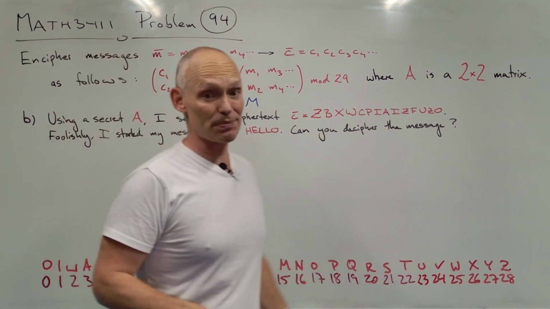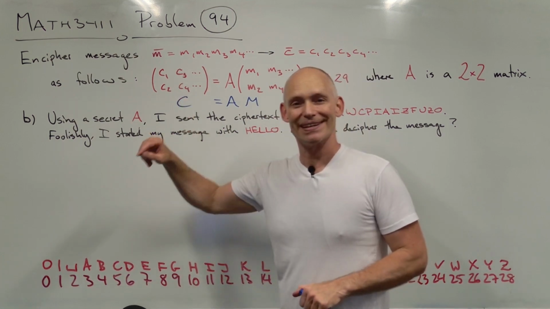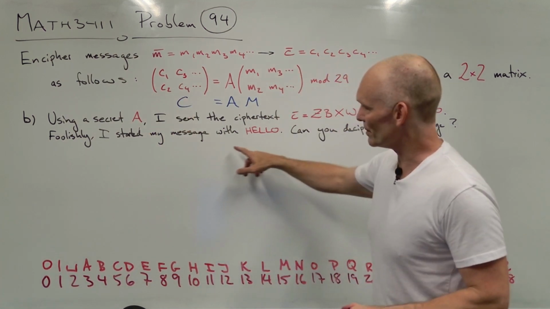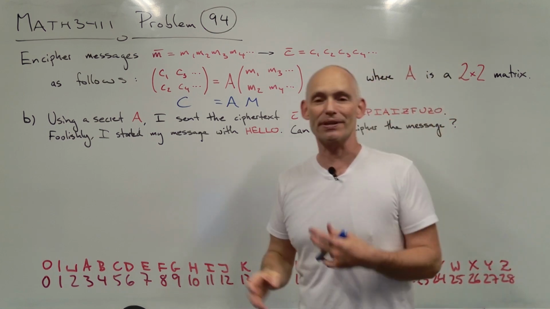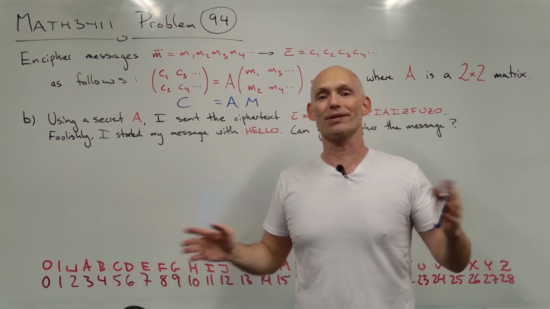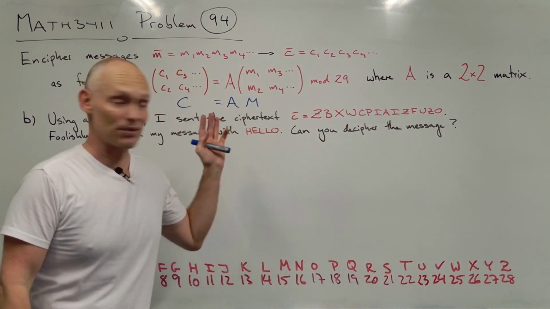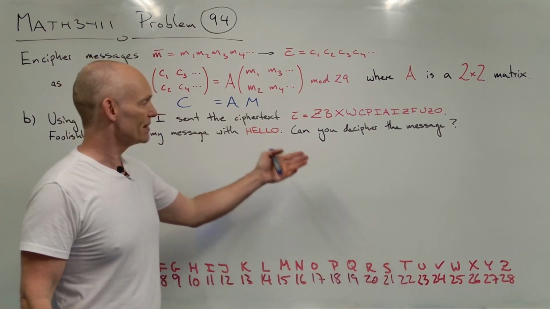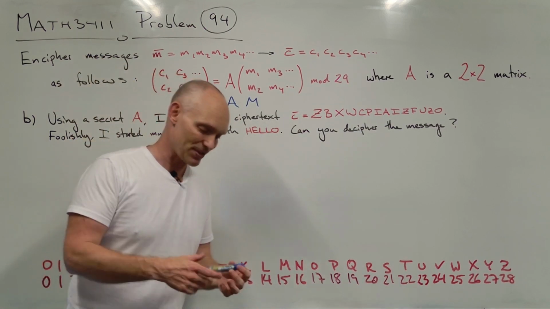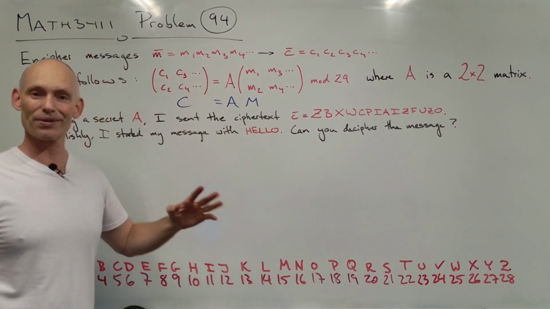Now, this is supposed to be a secret ciphertext. However, I was foolish. I started my message with hello, and if you're trying to crack this code, you might know me and you might know that I said hello. So if you guessed that I said hello, then you can actually decipher this message. And in fact, that's what we have to do. Can you decipher the message? So why is this bit of information enough for us to crack the whole code?